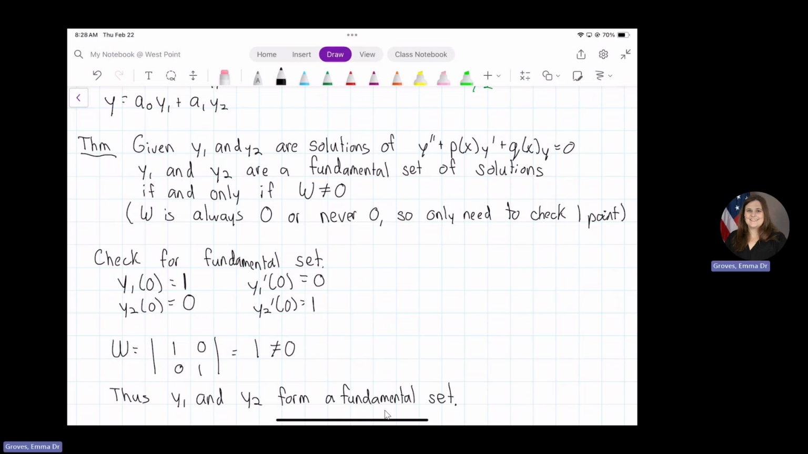All right, we have 10 minutes. What I would like to do is go to boards and I would like you to attempt this pattern finding and determining if it forms a fundamental set that we just did, based on the problem that you guys did on the boards. Okay? Let's try that.